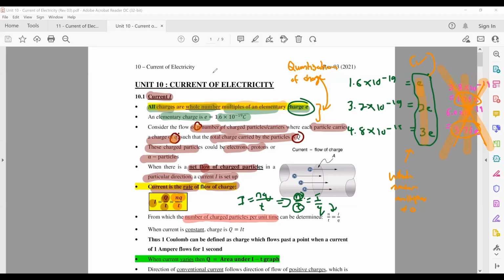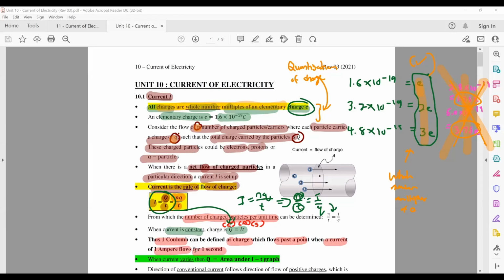All right. Now, if your current is constant, charge is Q equals It, taken from here. If you want to find out the amount of charge, provided the current is constant, Q is It. Now, it's from here that you can define your coulomb. All right. Charge is measured in coulomb. Current is measured in ampere. And then time is measured in second. You could say that 1 coulomb is the charge that flows past a point when the current of 1 ampere flows for 1 second. All right.